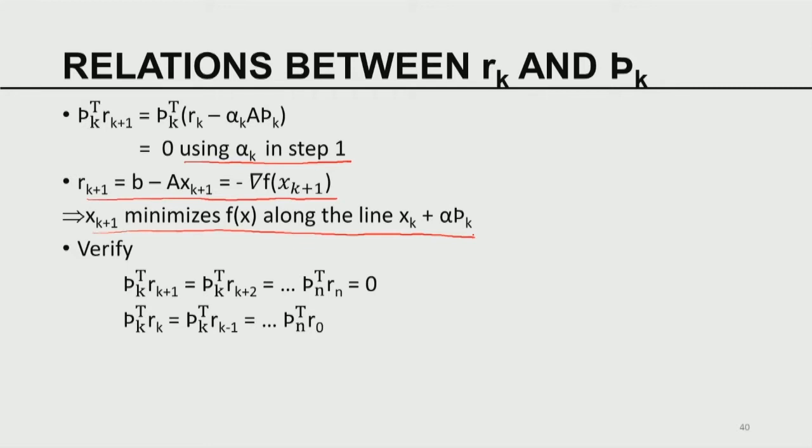So from here you can readily verify the following sequence of relations. pk transpose rk plus 1 is equal to pk transpose rk plus 2, up to pk transpose rn, which is 0. Likewise, pk transpose rk, pk transpose rk minus 1, down to pk transpose r naught, is 0. That is orthogonality. These two properties essentially follow from the analysis we have given. These are important properties that one should examine and understand. This tells you the intrinsic relation that exists between conjugate directions and the gradient directions, which are the residual directions, negative the gradient.